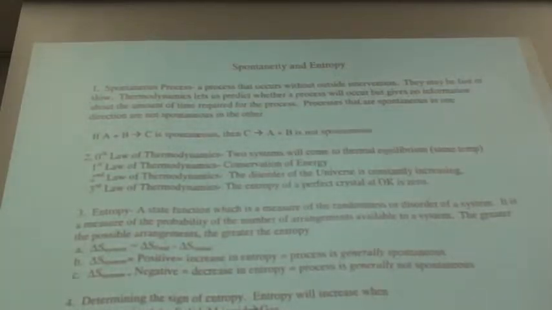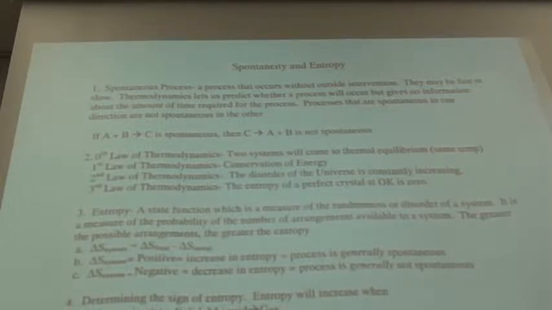All right, so today we're talking about all of chapter 16, which has to do with entropy and Gibbs free energy. But the first thing that I need to start with is spontaneity. In chemistry, a spontaneous process is a process that occurs without outside intervention. That means you don't have to mess with the temperature, you don't have to mess with the pressure. Left to its own devices, it happens on its own.